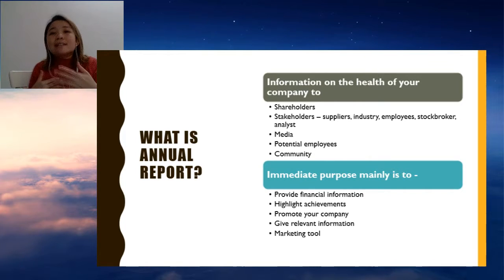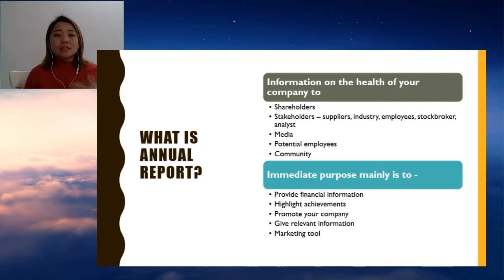Now, what is inside the annual report? Usually what's inside is information on the health of your company. You explain the important things that are happening to your company, and who the people are that you are informing: shareholders, people who have a part in your company, and stakeholders. So what's the difference between shareholder and stakeholder?